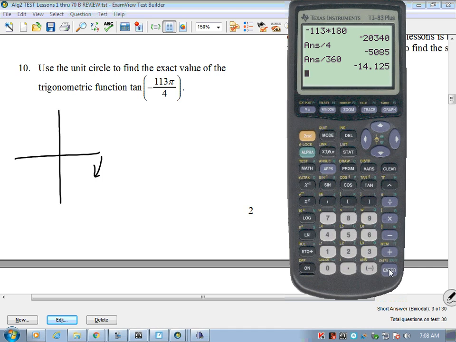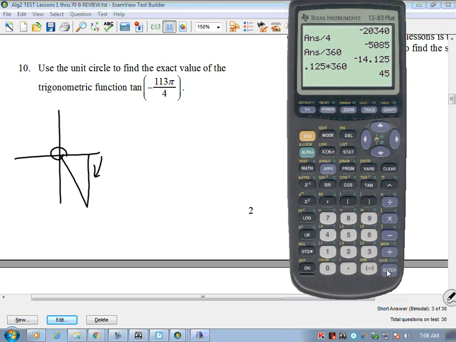So we're going to take that 0.125 and we're going to multiply it by 360 to find out how many degrees that is. And it's 45 degrees, which means I'm going to complete 14 complete rotations and then have another 45 degrees left over that I'm going to keep going.